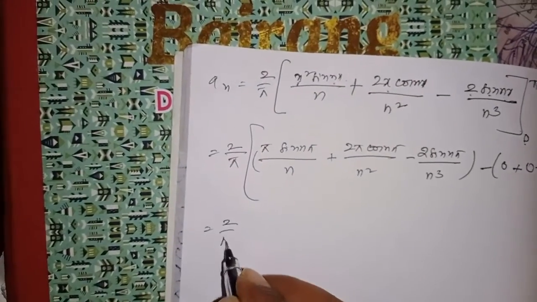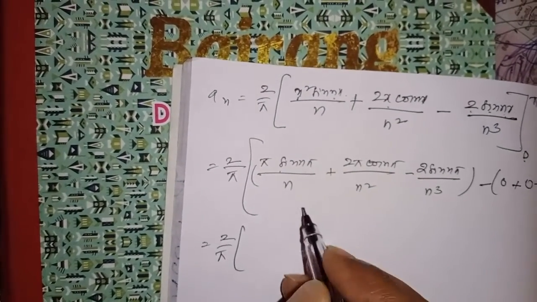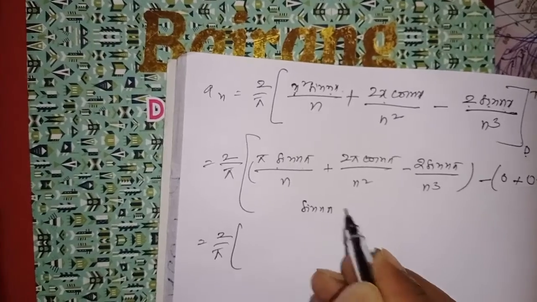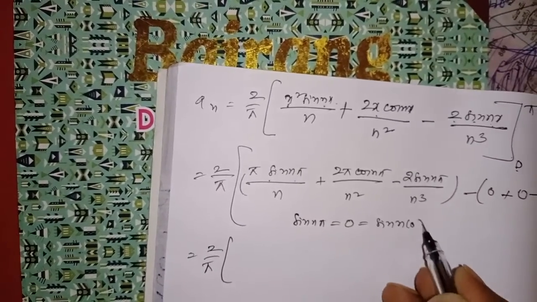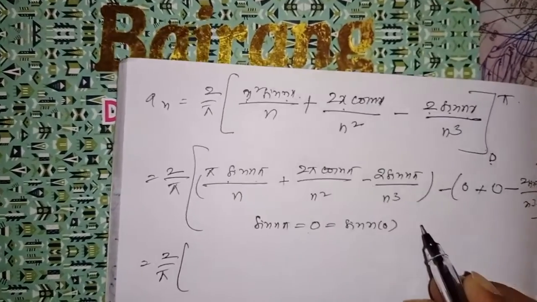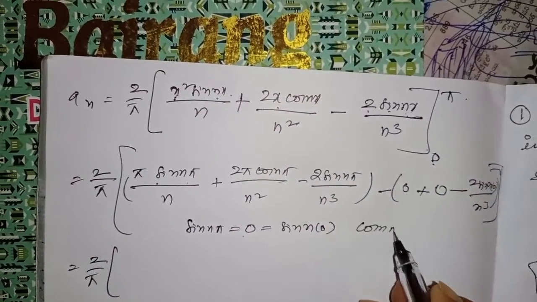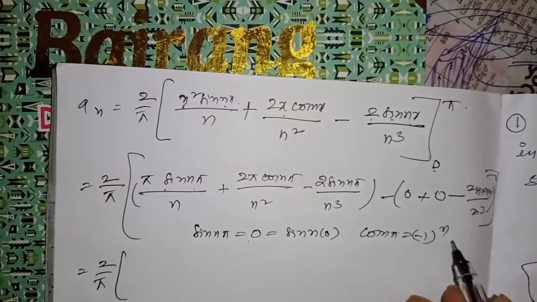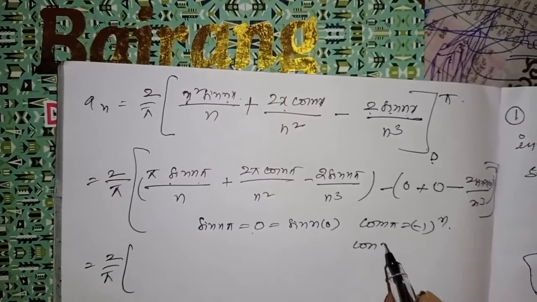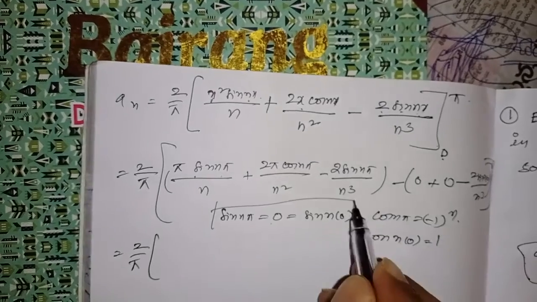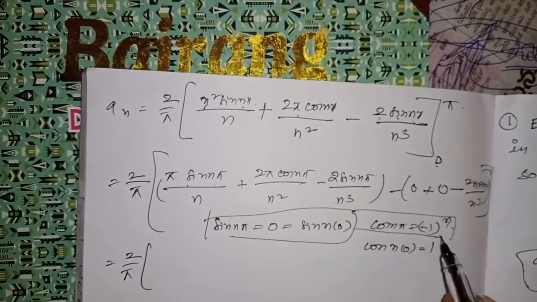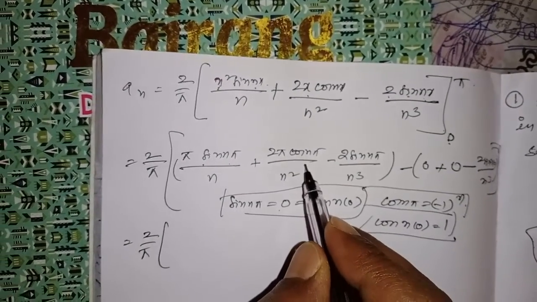That is equal to 2 by pi sine n pi. Sine n pi is equal to 0, as well as sine n of 0 value is also 0. Next, cos n pi is equal to minus 1 power n. Next, cos n of 0 is equal to 1. Substitute these formulas in the above steps.